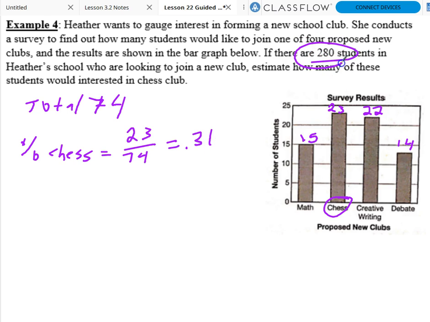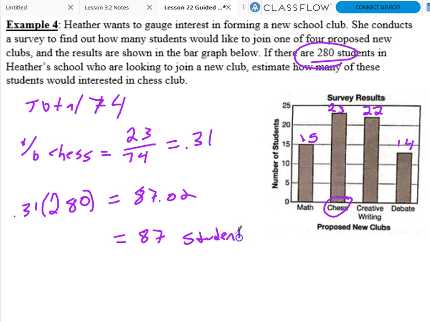So now we are going to use that 31% and project that for the 280 total people that are going to be surveyed. So we're going to do 0.31 times 280, which turns out to be like 87.02. So we'll say roughly 87 students will join chess. Okay. All right, moving on to our last example.